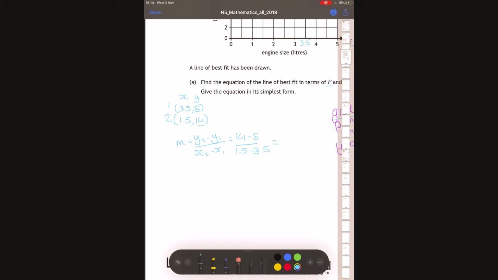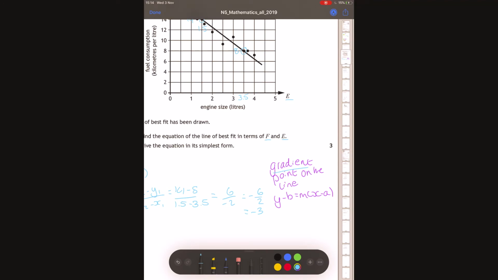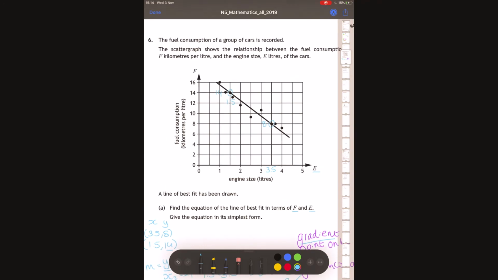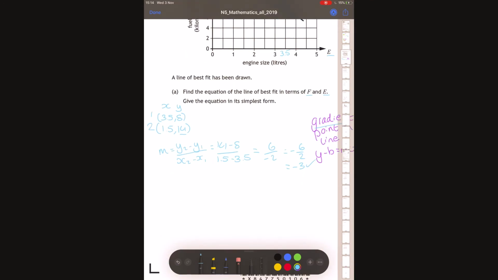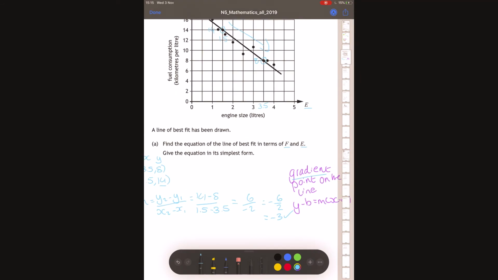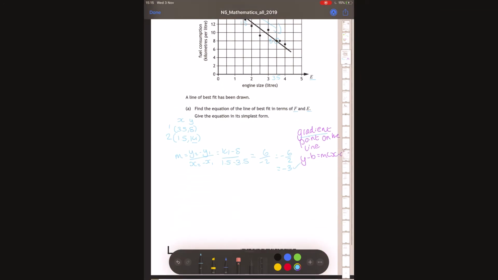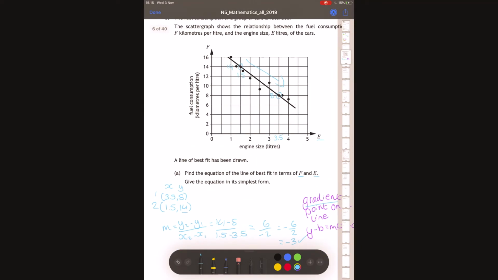So 14 minus 8 is 6. 1.5 minus 3.5 is negative 2. So this could be written as negative 6 over 2, or equivalently, negative 6 divided by 2, which is negative 3. So this is good. This is an auspicious sign, guys, because this line here is going down. So the gradient should be negative. If you had a positive here, I would be concerned, and I would go back and check your substitution, because it's quite easy, especially in here, to make a mistake.